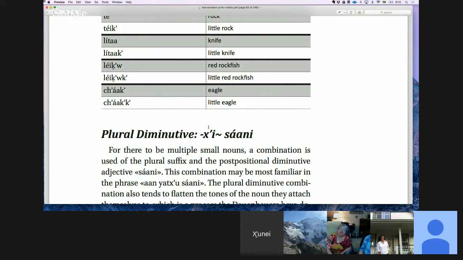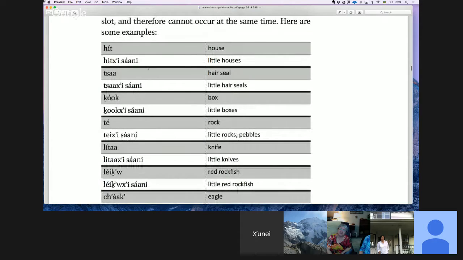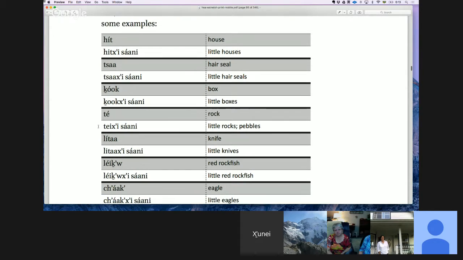So these are the little plural ones. Hit. Hit Khisani. Sa. Sa Khisani. Kuk. Kuk Khisani. Te. Is that, it goes low tone?